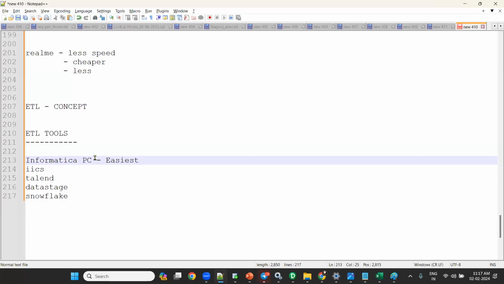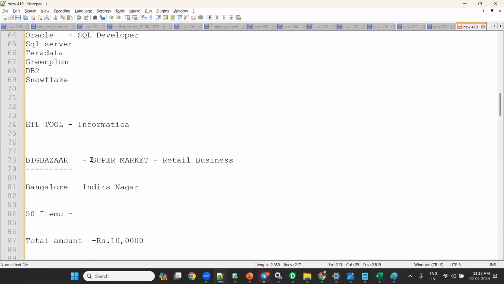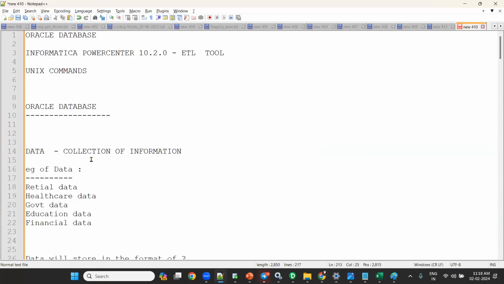Did you understand what is data? What is a database? What are the types of databases? What are the types of database servers? Okay. Then why do we need Informatica? If anybody asks you why you are working on Informatica, what will you tell? Why do you need Informatica? To do ETLs, to generate the reports.